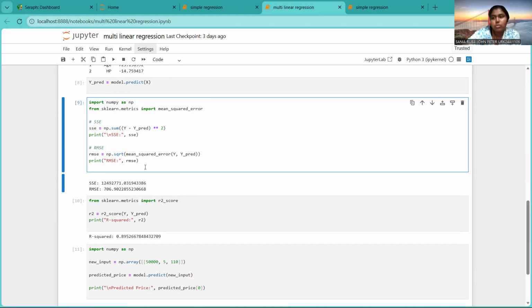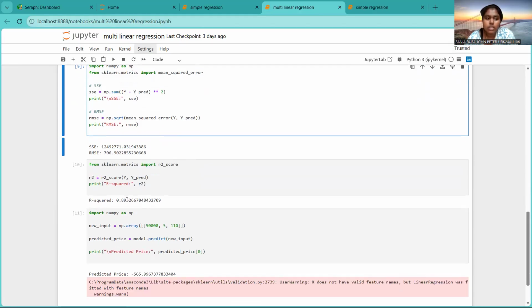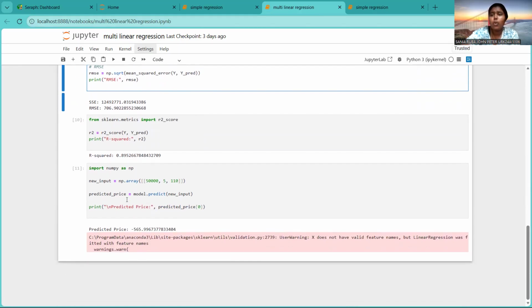This RMSE is the square root of the mean squared error. It tells us the average of the prediction error. So a lower RMSE means a better model. Next, R squared shows how well the model explains the variation. For example, if my R squared is 0.89, then 89% of the price variation is explained by the kilometer, age, and HP. A higher R squared indicates better performance. I got 0.89, so we have better performance.